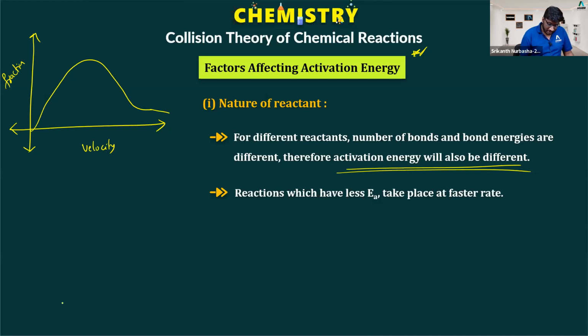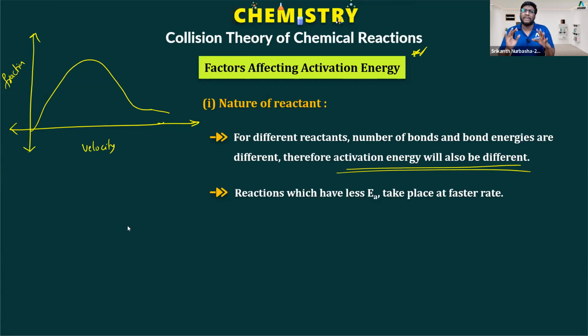From this curve, what can you understand? We have mentioned a point that the number of molecules possessing very low velocities, or the number of molecules possessing very high velocities, is small. Understand this point carefully. From the Maxwell-Boltzmann distribution of velocities, if we take the fraction of molecules on the y-axis and velocity on the x-axis, the number of molecules possessing very low velocities is less. The number of molecules possessing very high velocity is also less.